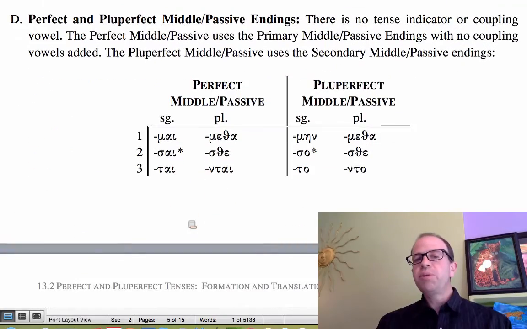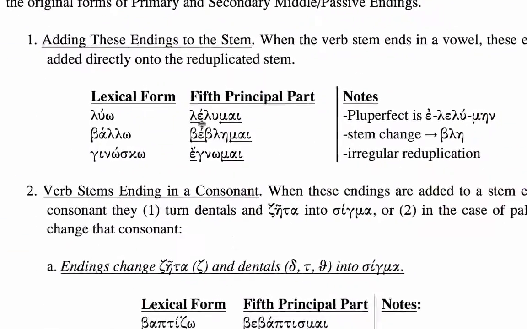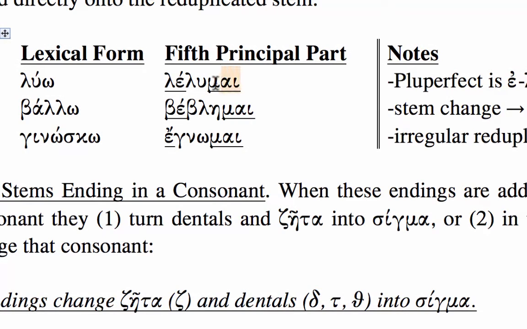Now the perfect and pluperfect middle passive endings use the primary middle passive endings for the perfect, and for the pluperfect, the secondary middle passive endings. What you'll notice here is that there's no coupling vowel. This is a sign of the pluperfect middle passive and the perfect middle passive. These forms don't use coupling vowels in their formation. So what happens is that these endings are directly abutted to the end of the verb stem.